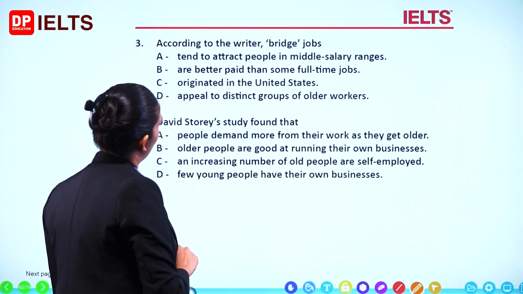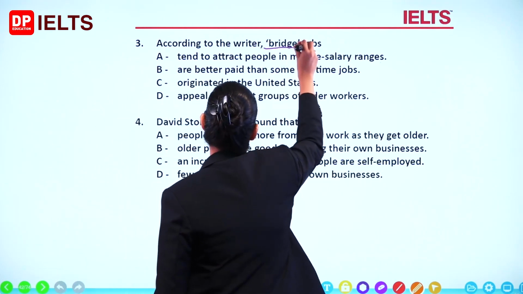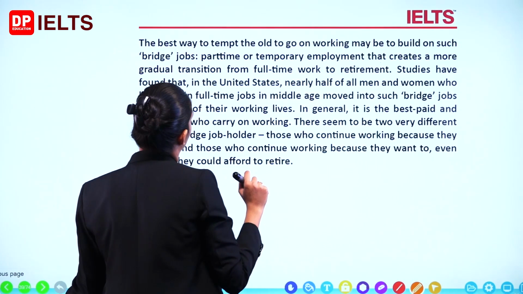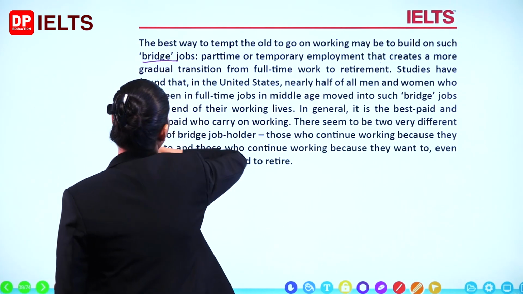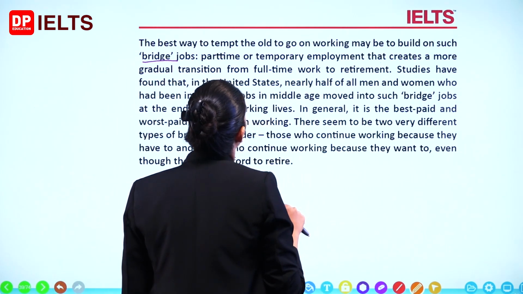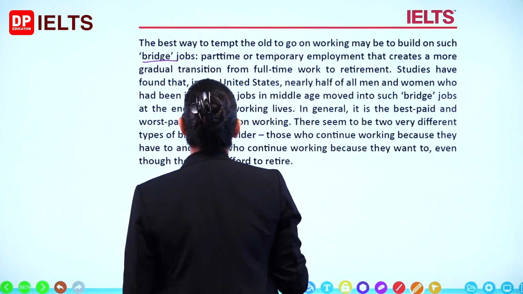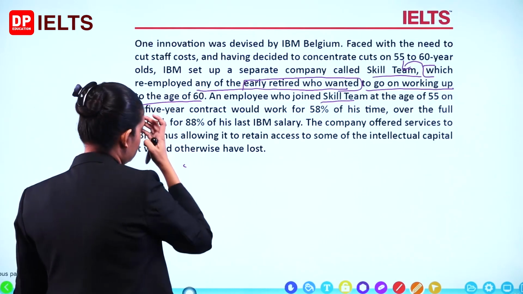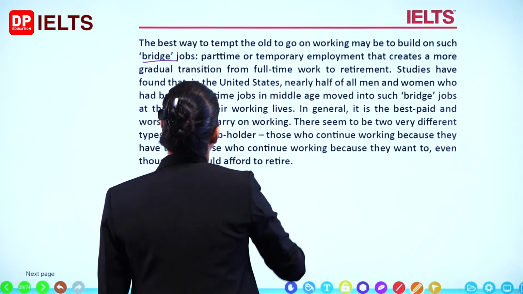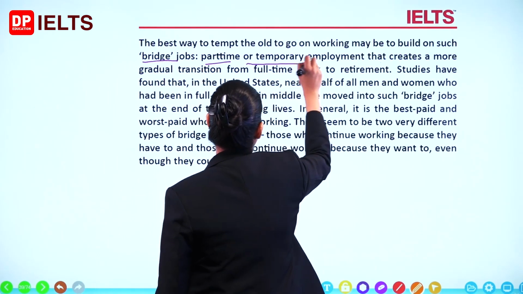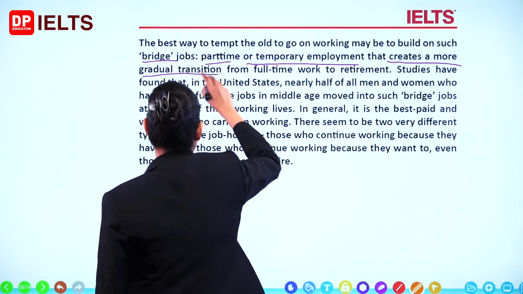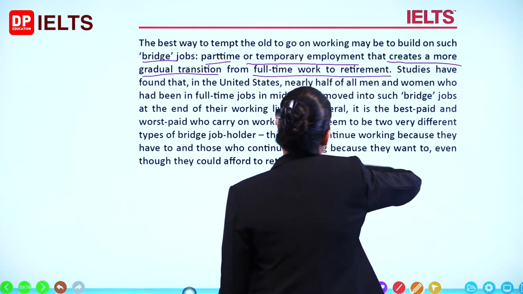Third one. According to the writer, what do we mean by bridge jobs? Bridge. Here. The best way to tempt the older to go on working may be built on such bridge jobs, right? So let's see, do they have bridge jobs here? No. So what are these bridge jobs? Part-time or temporary employment that creates a more gradual transition from full-time to retirement.